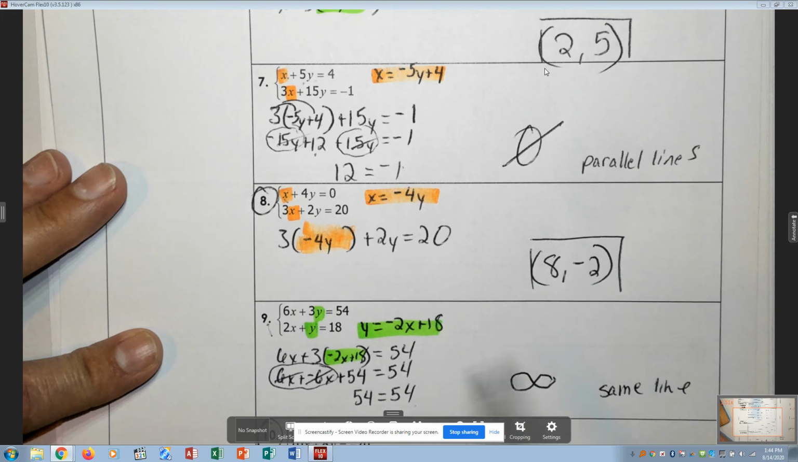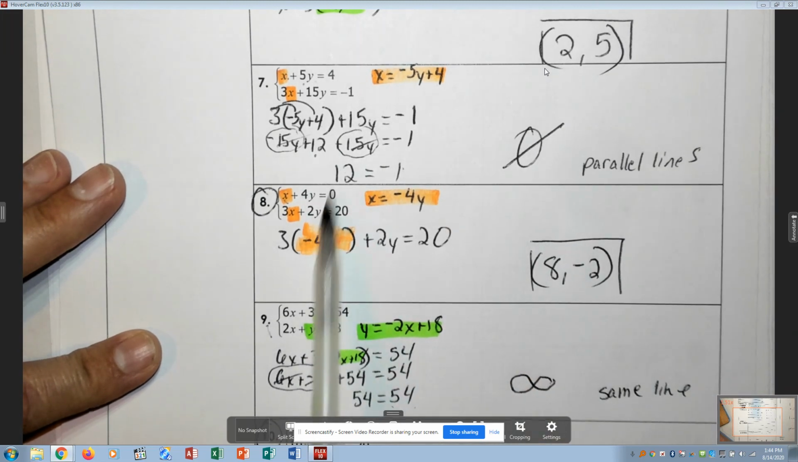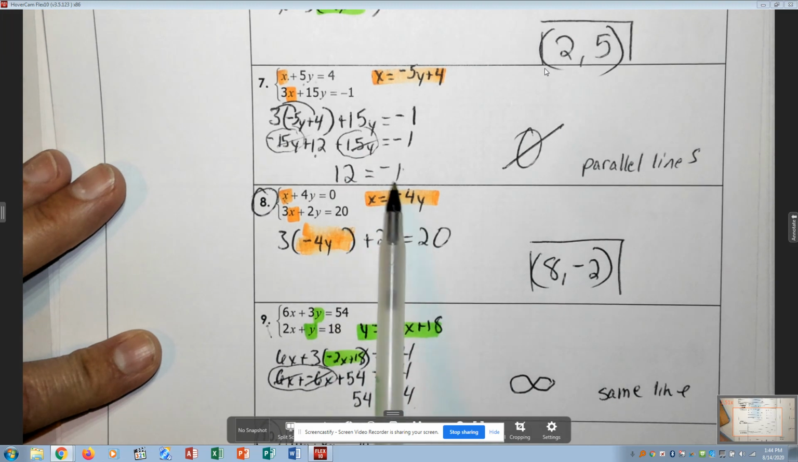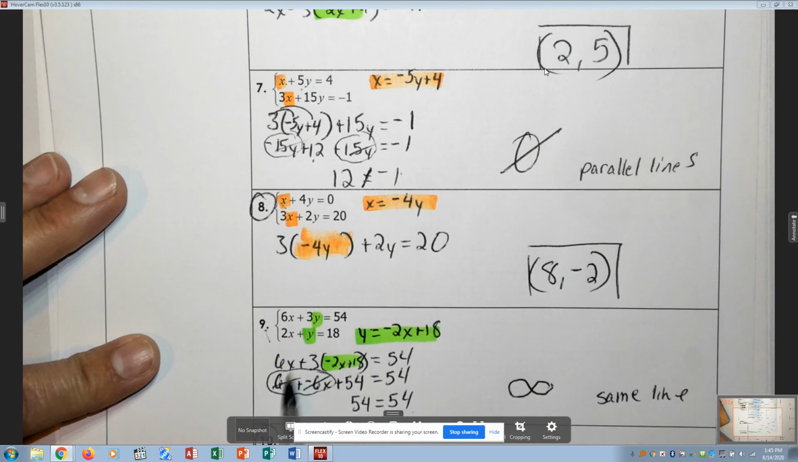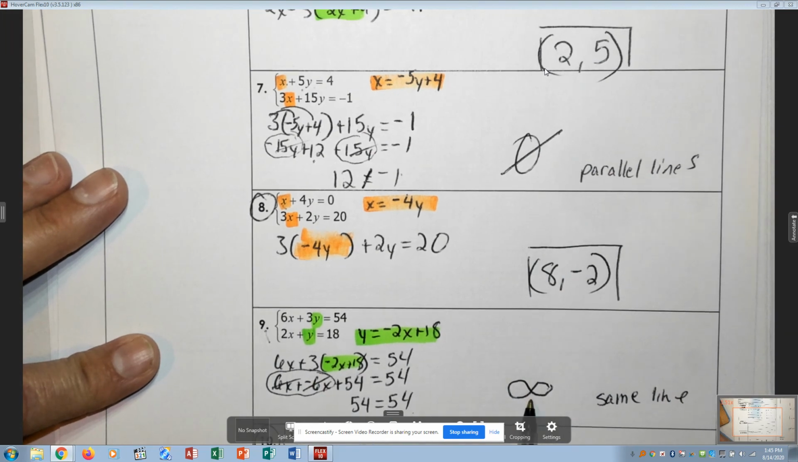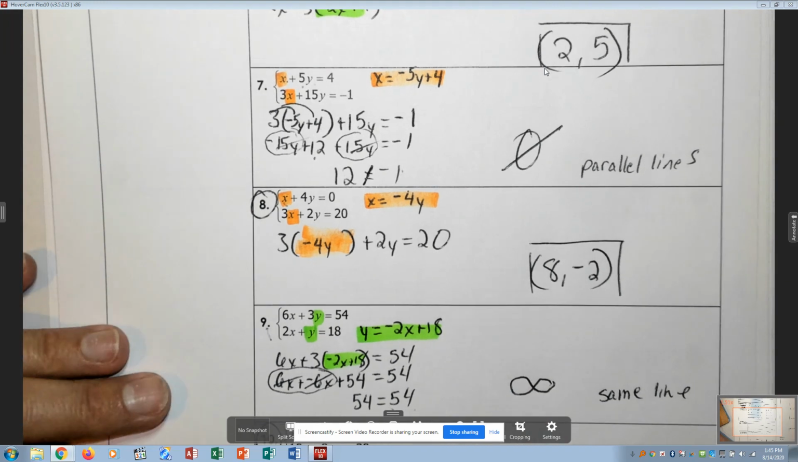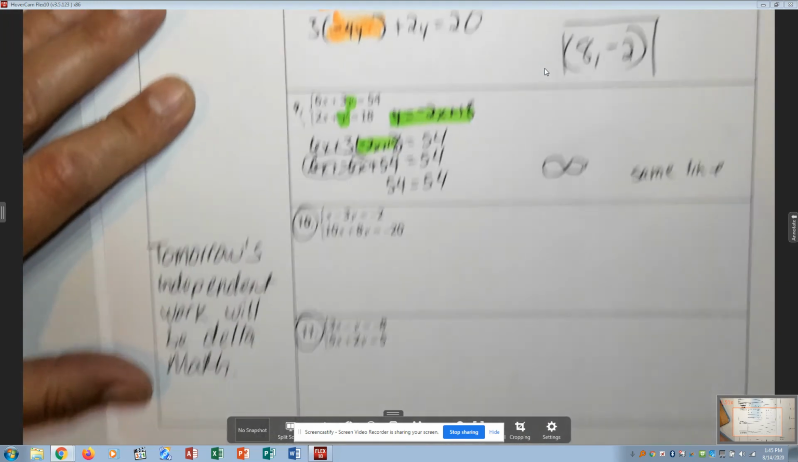So let's just look at these two right here, okay? If everything cancels out and the left side is not equal to the right side, no solutions. If everything cancels out and the left side is equal to the right side, infinite solutions. Okay? You guys are on the hook for 10 and 11.